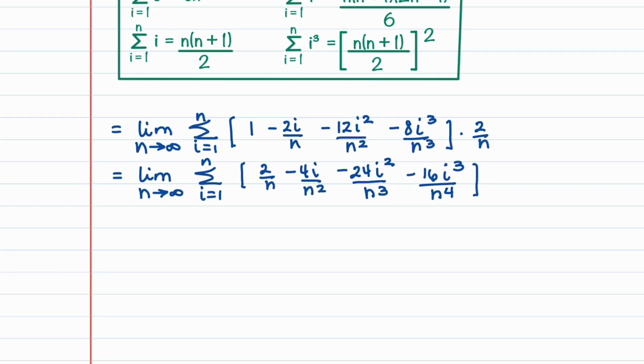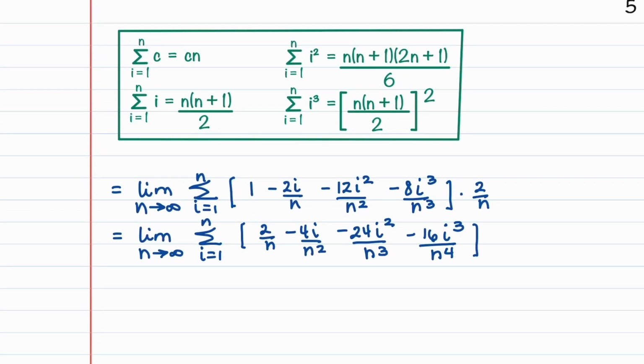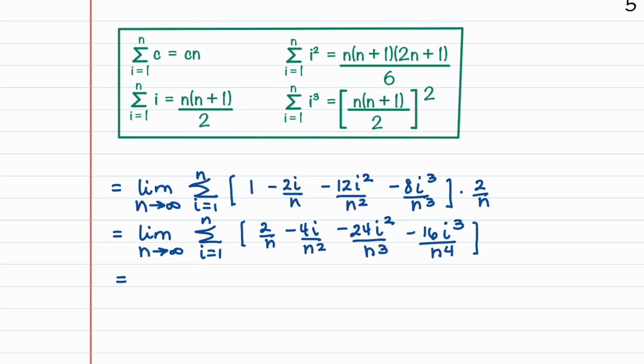Now we're going to use these formulas right up here at the top. So we're now going to have to distribute our sum to all 4 terms, and then we can use those formulas. This is equal to the limit as n goes to infinity. We'll put a bracket here because we're going to have 4 sums now.